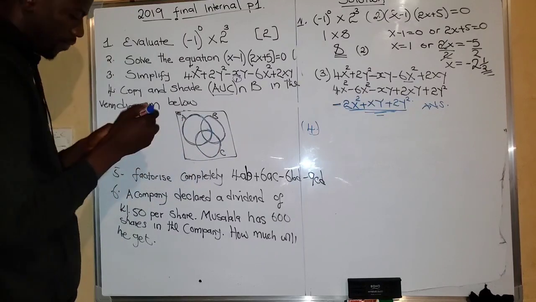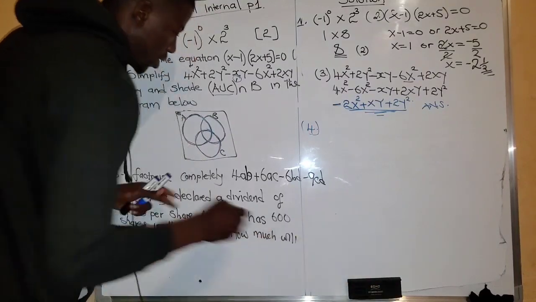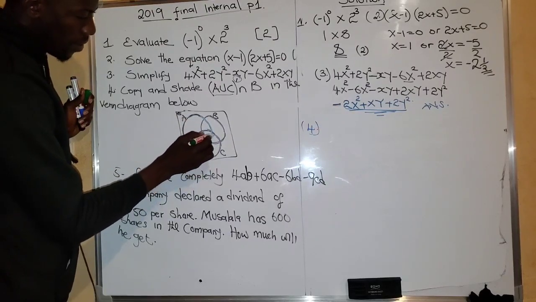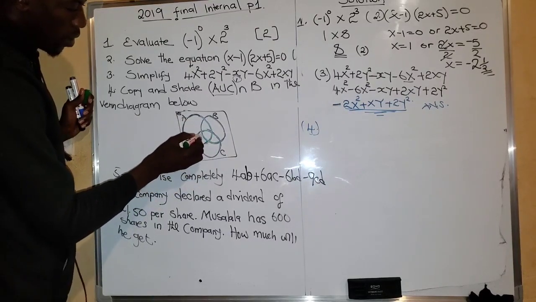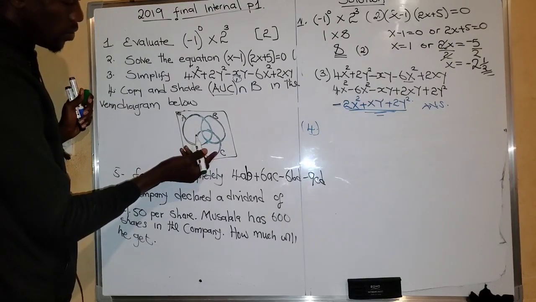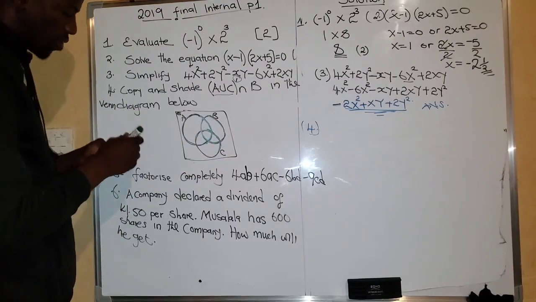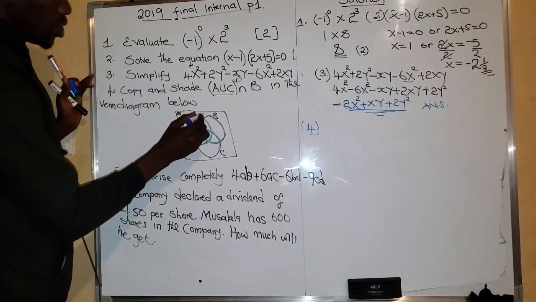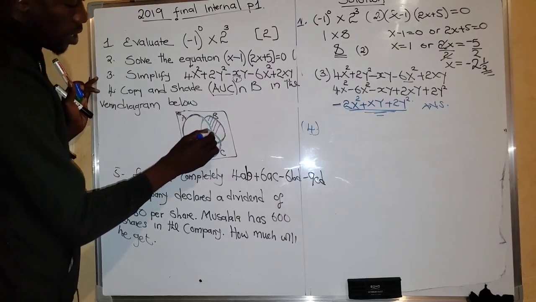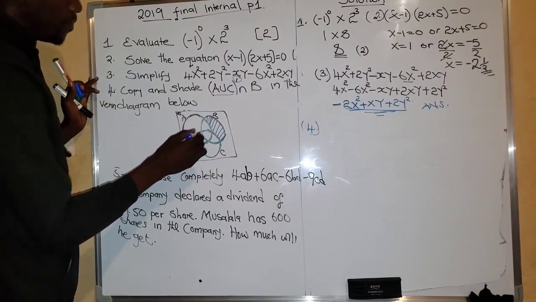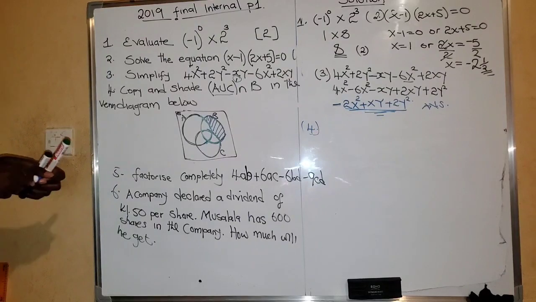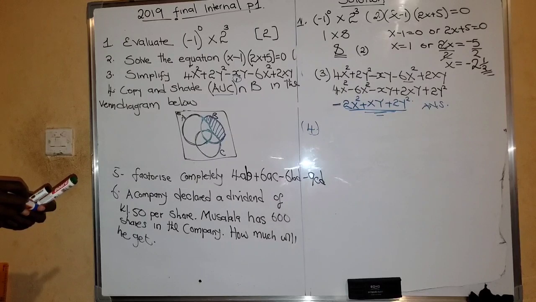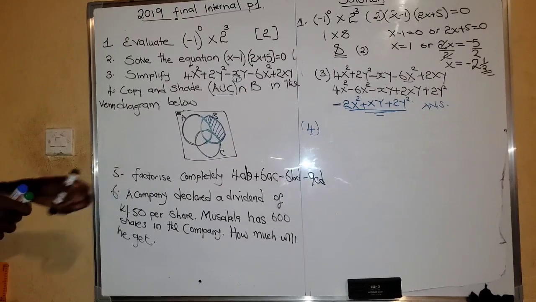This part has been taken. This part has been taken away because of A union C complement. So what remains in B is what we are going to shade. So if this part of B has been taken, so they have this part to be our A union C intersect B.